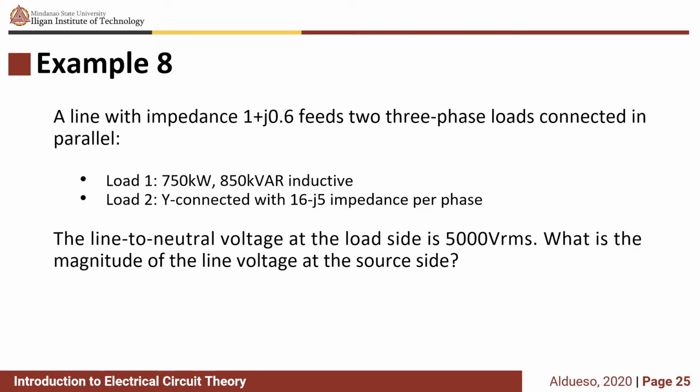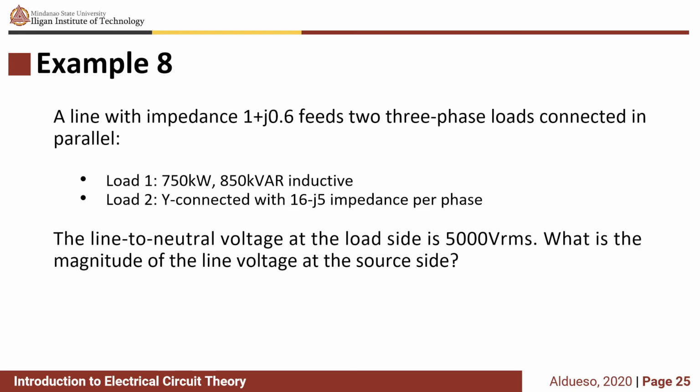So we have load 1. Remember, these are three-phase loads. Load 1 is 750 kilowatts and 850 kVAR inductive. And load 2 is Y connected with 16 minus j5 impedance per phase. The line to neutral voltage at the load side is 5000 VRMS. What is the magnitude of the line voltage at the source side?